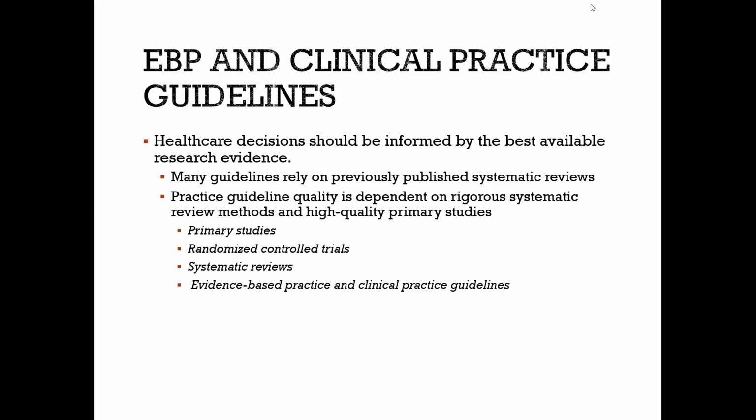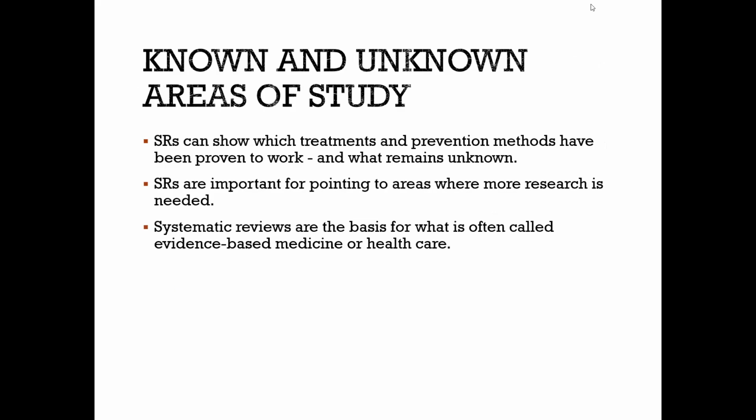So many guidelines rely on previously published systematic reviews. The quality of practice guidelines depends on rigorous systematic review methods and high quality primary studies, like RCTs, systematic reviews, evidence-based practice, and clinical practice guidelines. So this is why it is very crucial that whatever systematic review anybody conducts, it should be very rigorous and of high quality. A systematic review is itself high quality research.